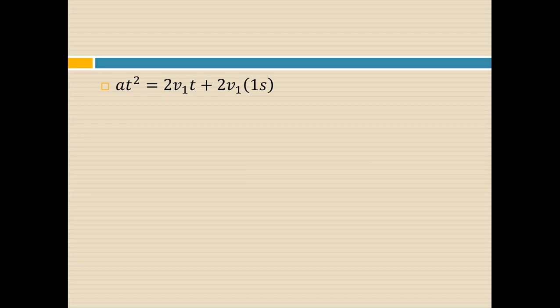That's a quadratic equation. That's a second-degree polynomial. Do you see it now? That's a second-degree polynomial because we find the whole thing equal to 0. We get at squared minus 2v1t minus 2v1 times 1 second equals 0. That's the standard form for the quadratic equation, isn't it? You see? You guys were avoiding it. You're trying to find everything to do but solve for a second-degree equation.